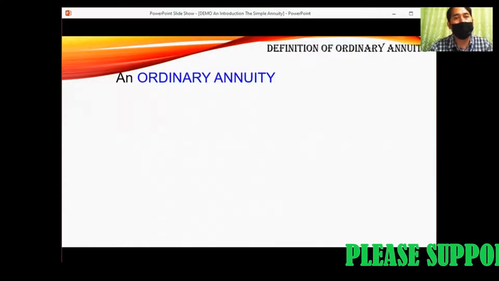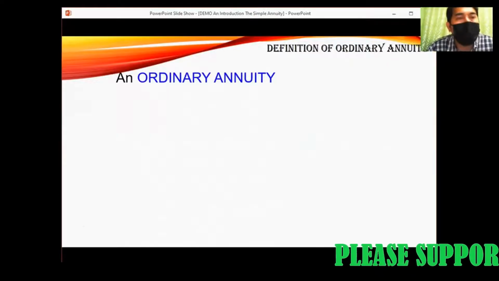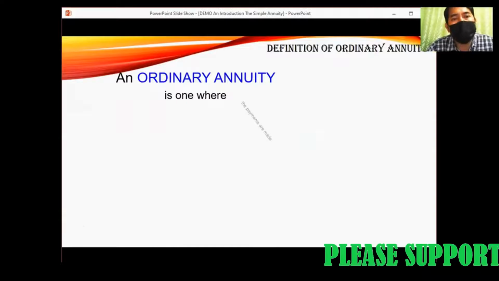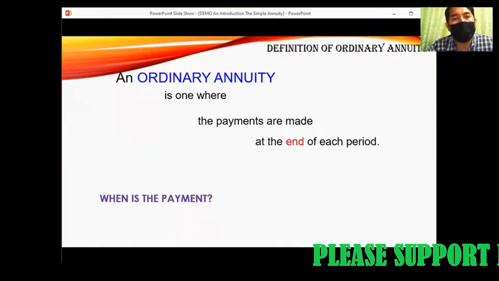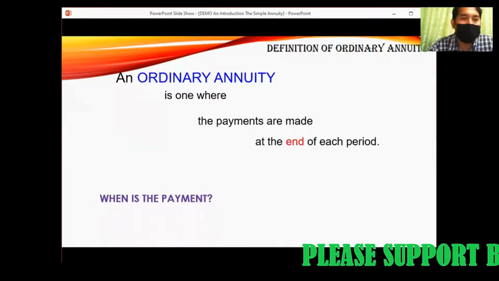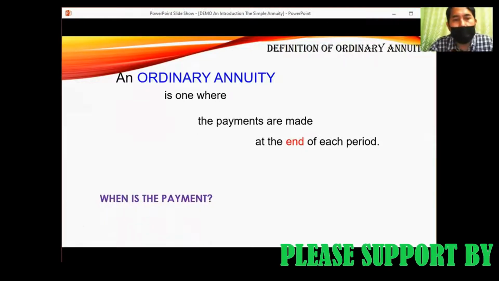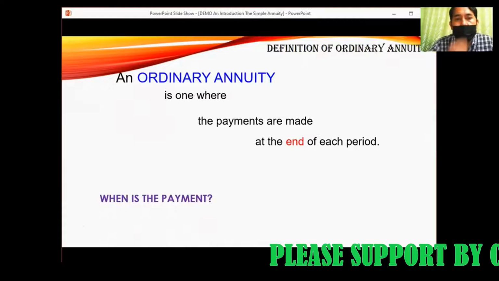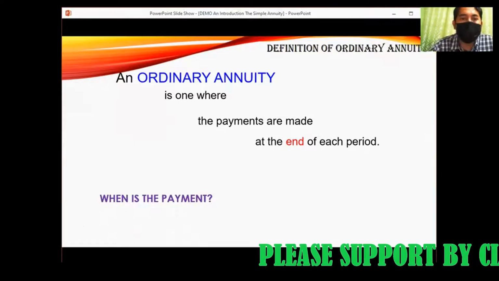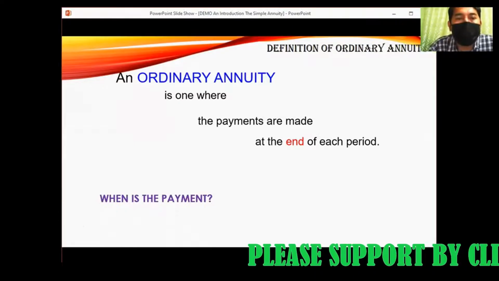So we have another term in here, ordinary annuity. Ano ang meaning ng ordinary annuity? When we are talking of ordinary, there are keywords that we need to understand. Okay, when are you going to pay? The question is, when are you going to pay? Of course, sabi nito, keywords, at the end of payment interval.